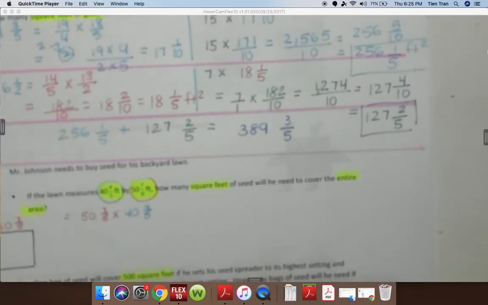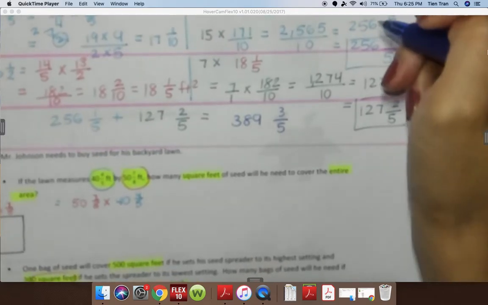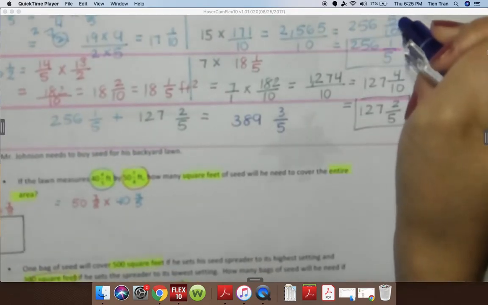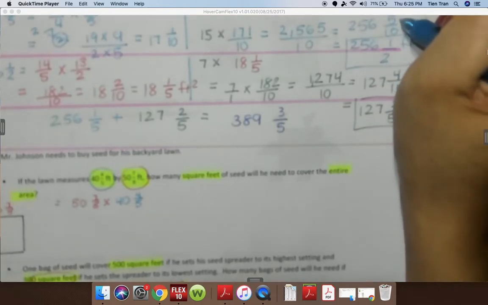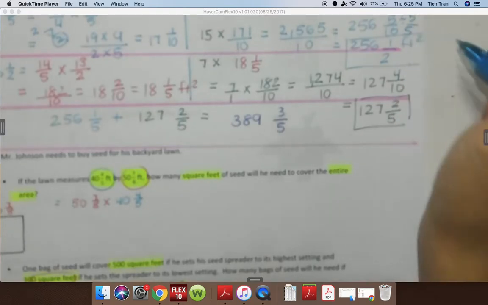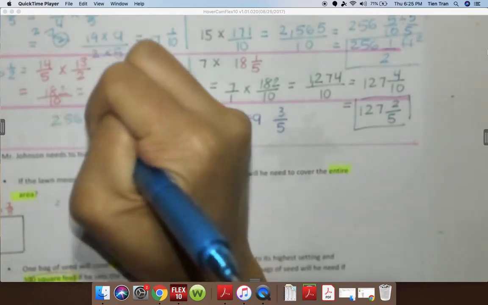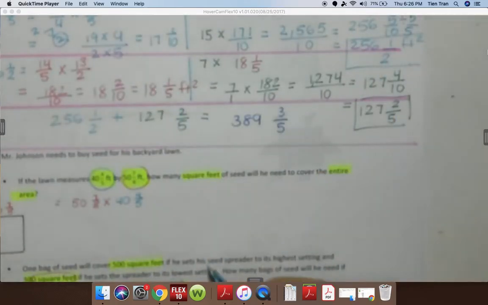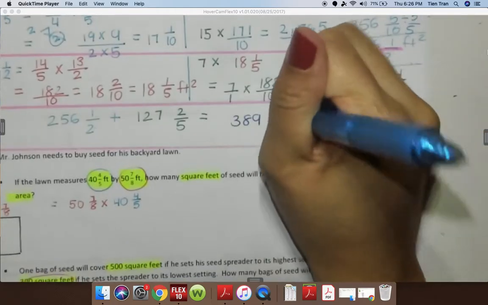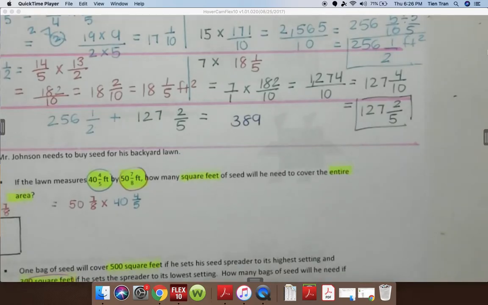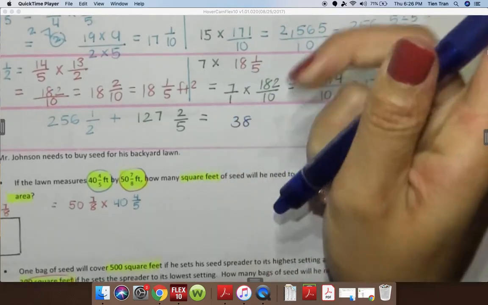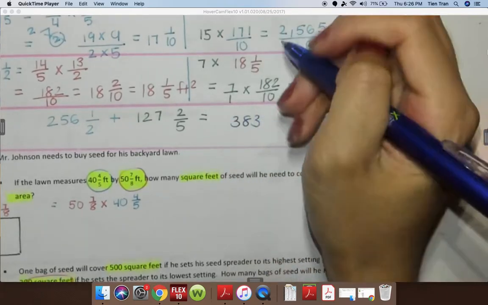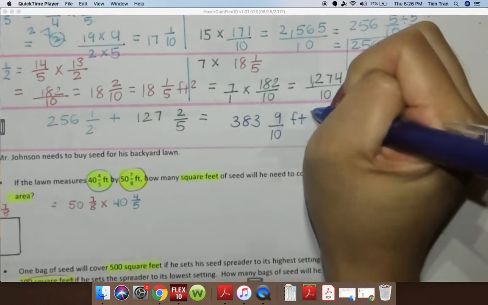Okay, so, oh, I just noticed something. This is supposed to be 1/5, sorry about that. Because 5 divided by 5 over 5 is 1/5. So this number right here is also 1/5. So 1/5 plus 2/5 is going to give me 383 and 9/10 feet squared.